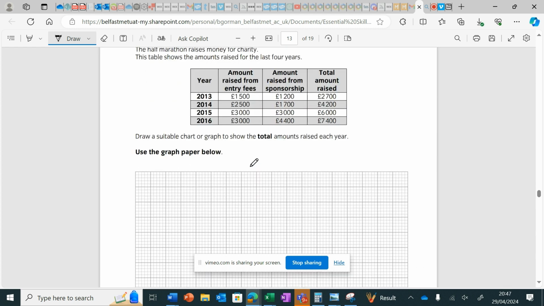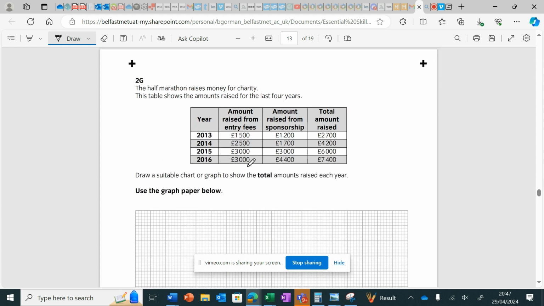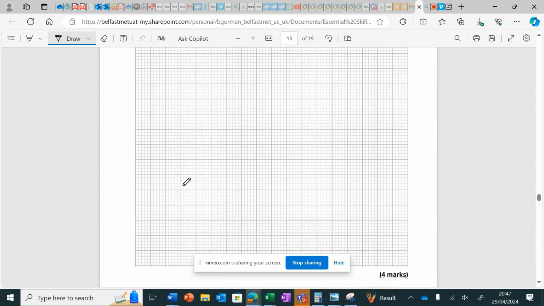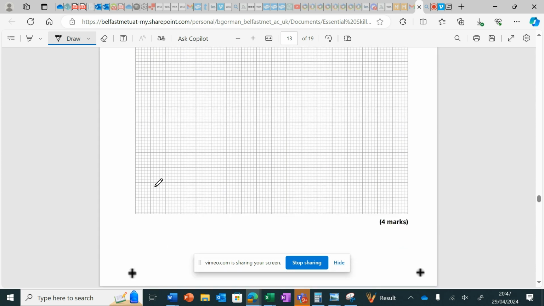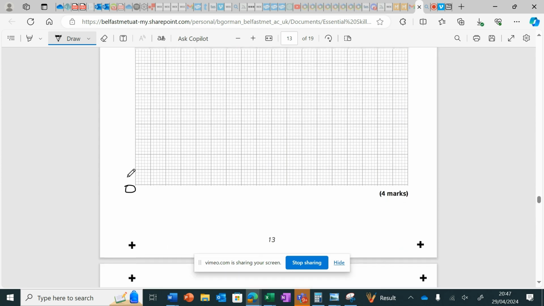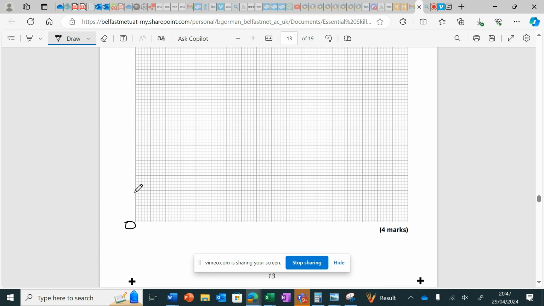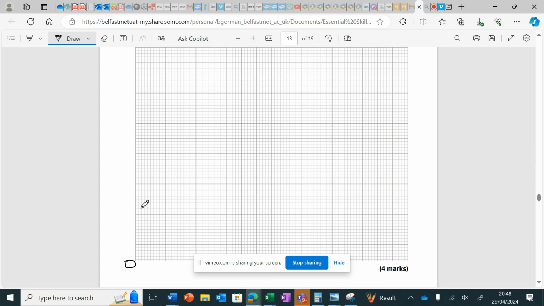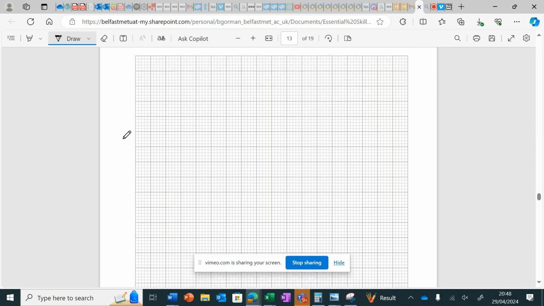So we're asked to draw a chart. It doesn't say a bar chart, it says chart, or says graph. So we could draw a bar chart or a line graph to show the total amounts raised each year. So that's this here. And they're going up in thousands. Biggest number is 7,400. Well, every 2 squares is 1,000. I'll need 14, maybe 15. 1, 2, 3, 4, 5, 6, 7, 8, 9, 10, 11, 12, 13, 14.